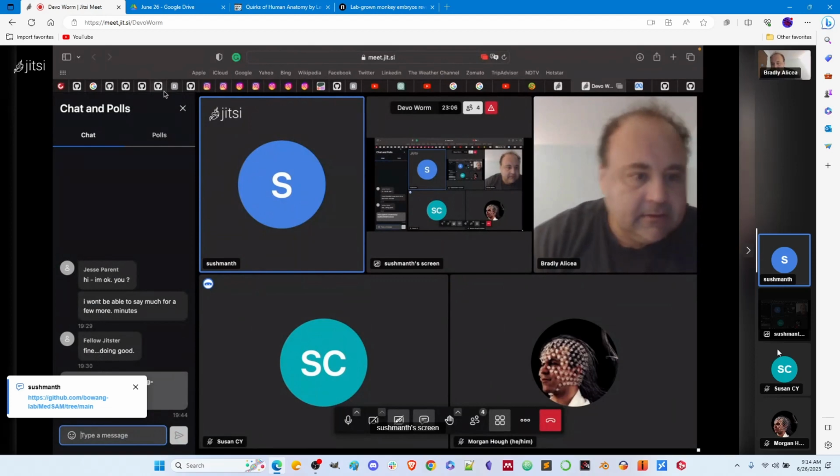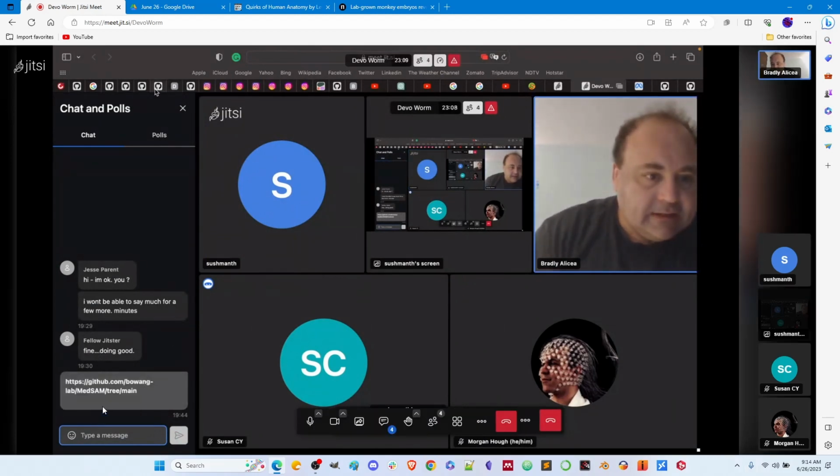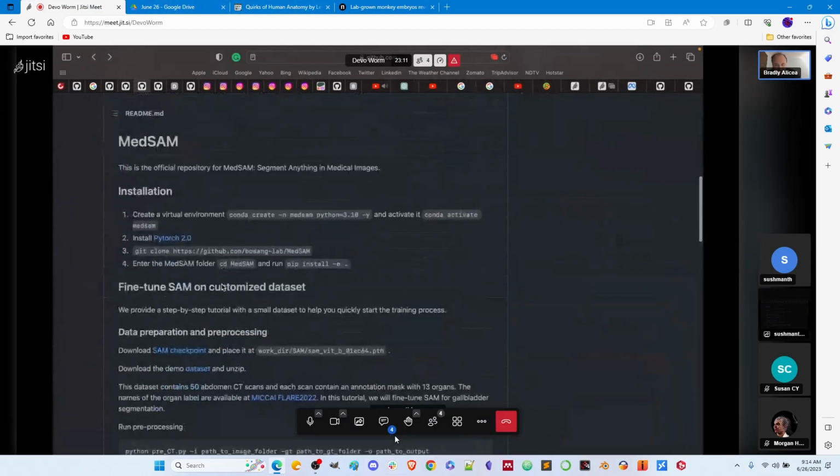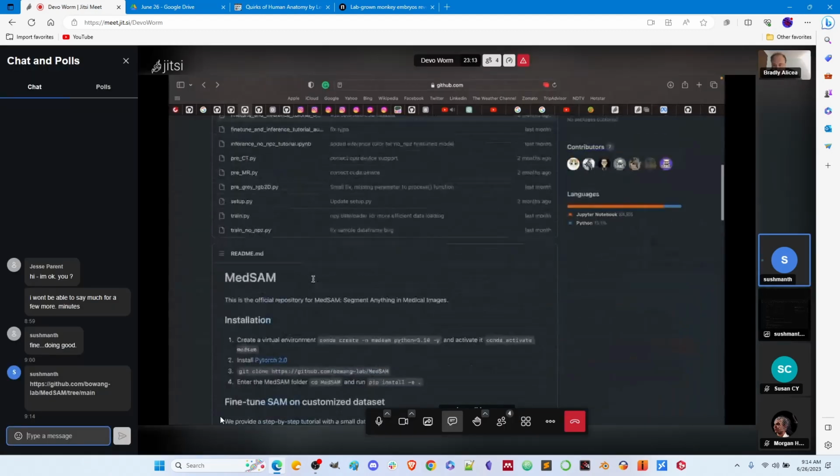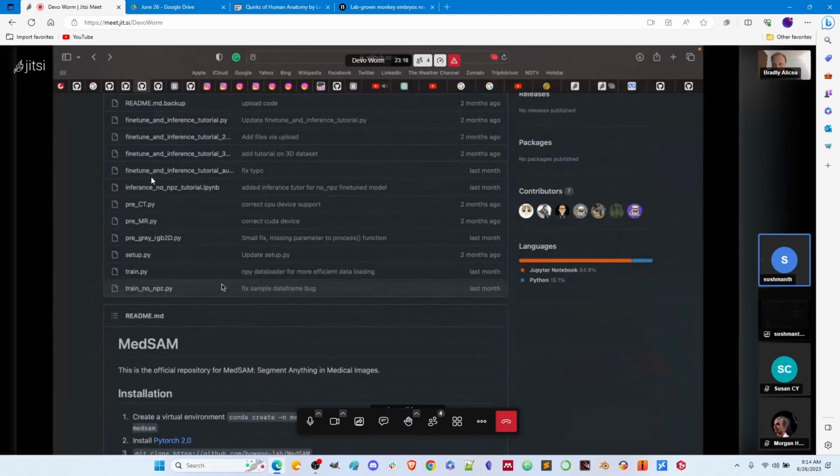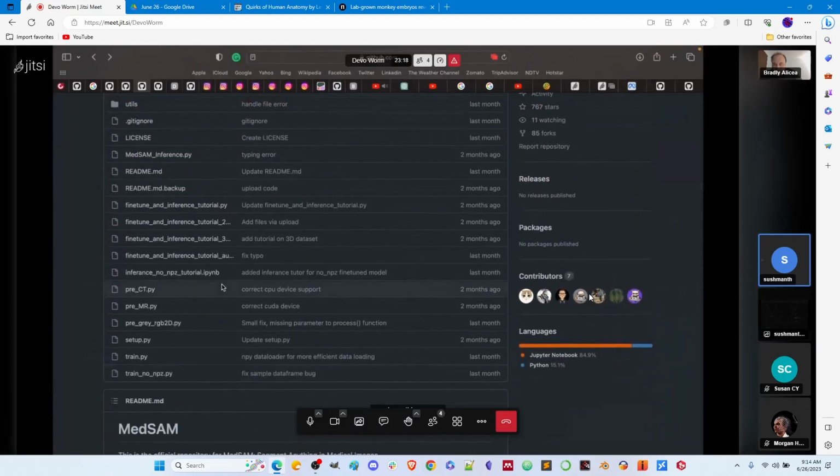All right, yeah, MedSAM. Here they are fine-tuning the SAM model for medical image analysis, mainly for lung segmentation, etc. But this can be used at the cell level also because it takes a lot of parameters.